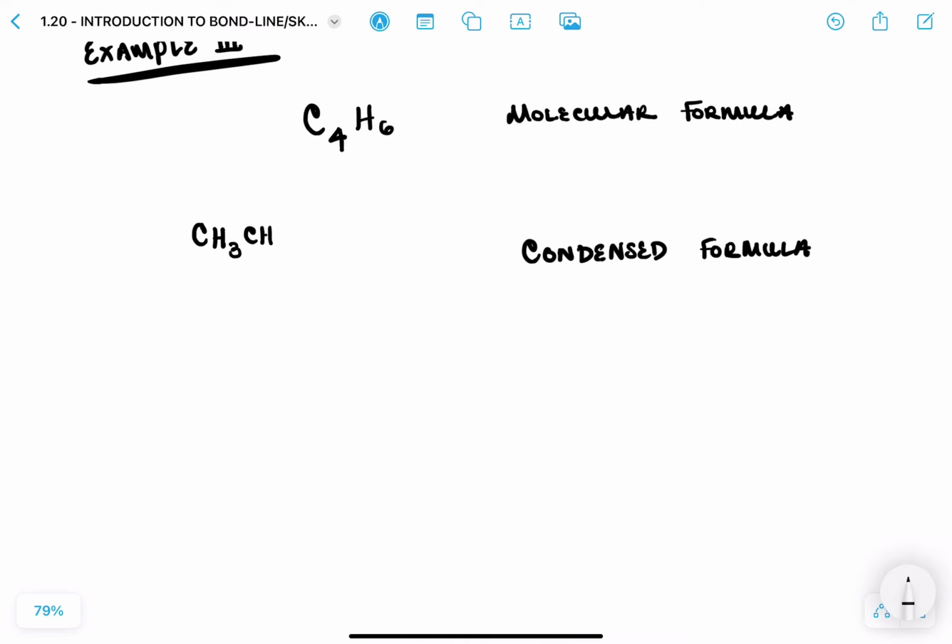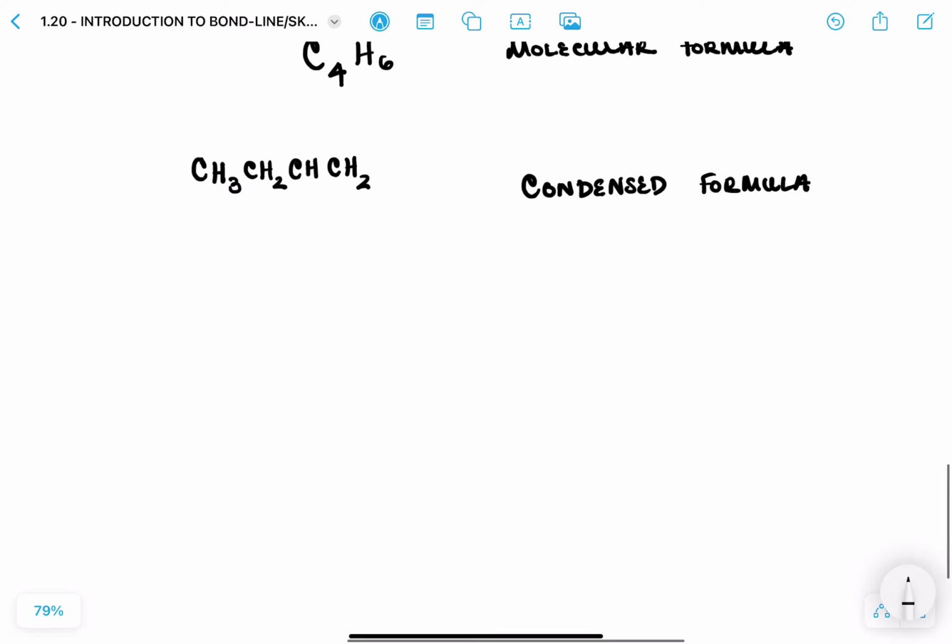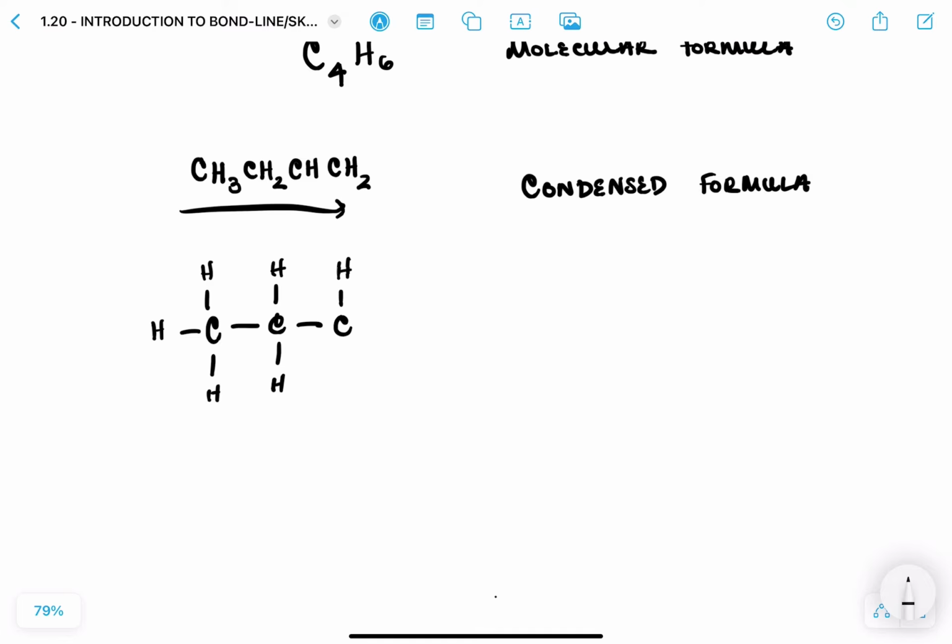And so I'll go ahead and give you the condensed formula this time, and then in another example we can work our way backwards. So CH3, CH2, CH2. Right, and so this condensed formula means we're working with an isomer that essentially looks like this. So we're reading it from left to right, and so we have a CH3 on our left, and then a CH2 next to it, and then a CH, and then a CH2.